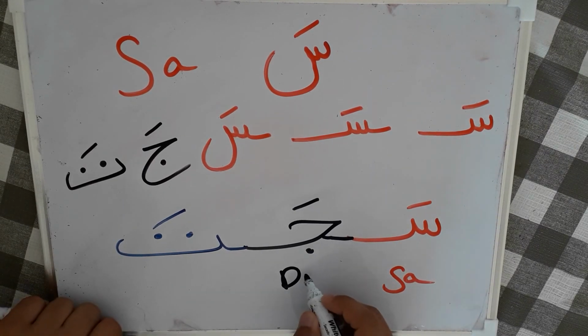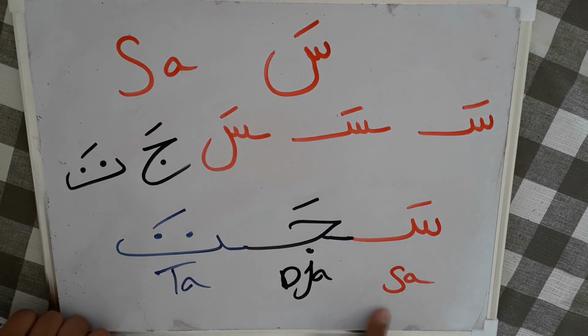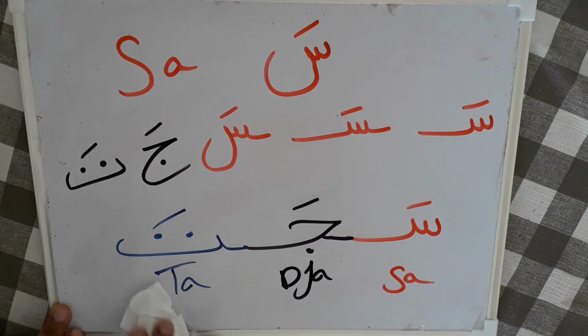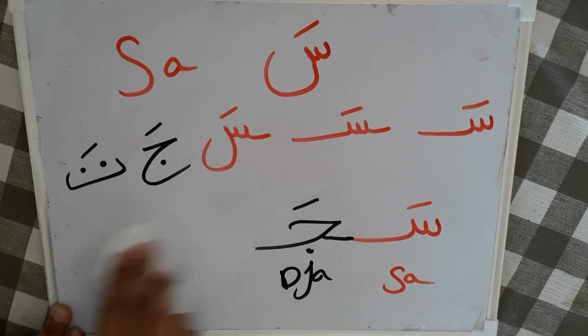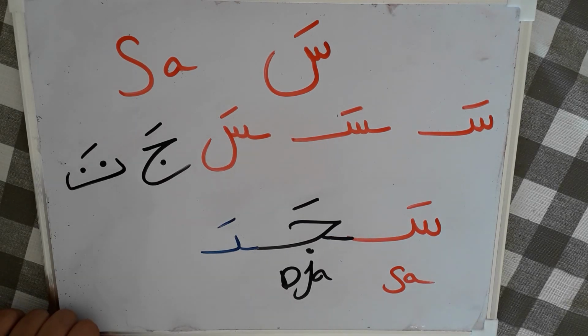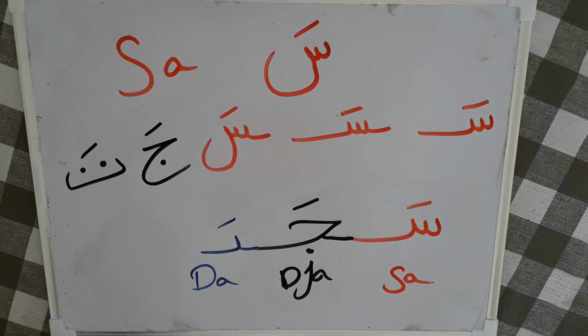Okay, let's add the sound of each one. So we have Ja, and finally this beautiful one, Ta. Sajata. Someone could ask me, why don't you remove Ta and add Da at the end? Now it's a word. That word makes sense in Arabic. Sajada means prostrated. Like in Islam, when Muslims pray, we prostrate to God. So sajada, okay?